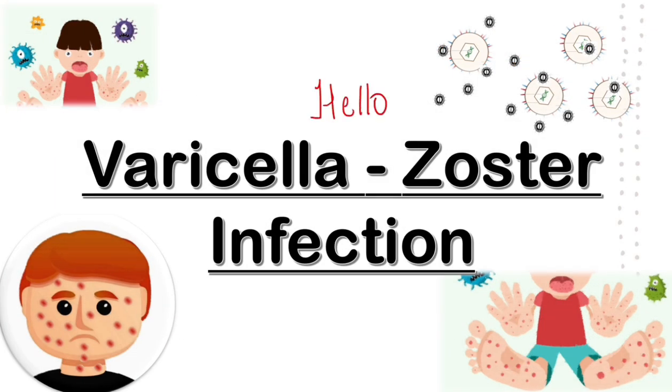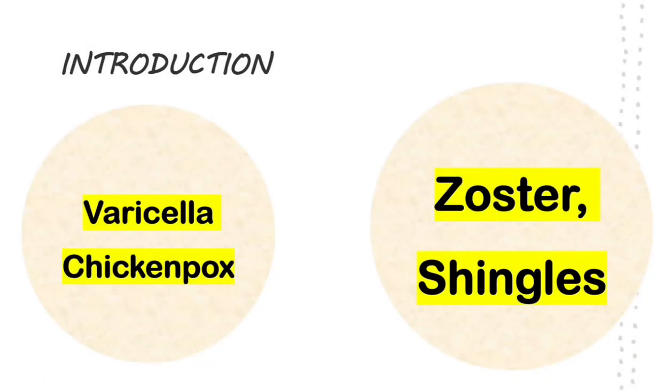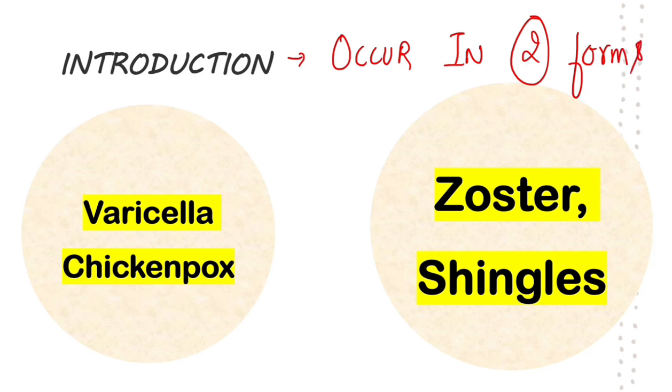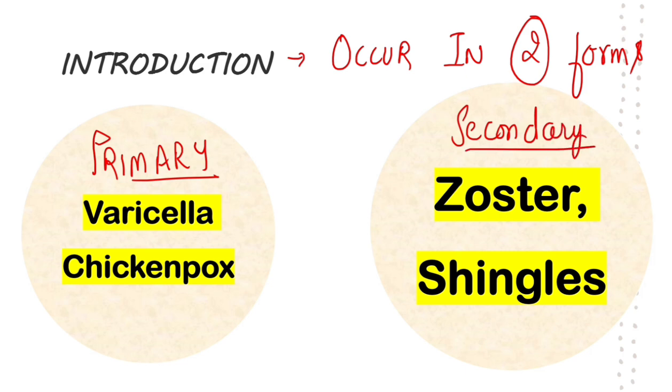In this video, we are going to talk about varicella zoster viral infections. Now, the infections caused by the varicella zoster virus occur in two forms. First is varicella or chickenpox, which is also known as the primary disease, and second is herpes zoster or shingles, which is also known as secondary manifestation of varicella zoster viral infections.